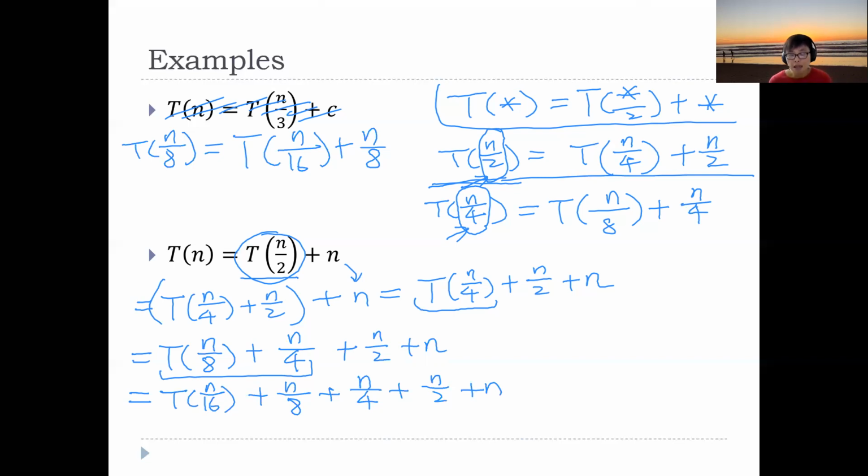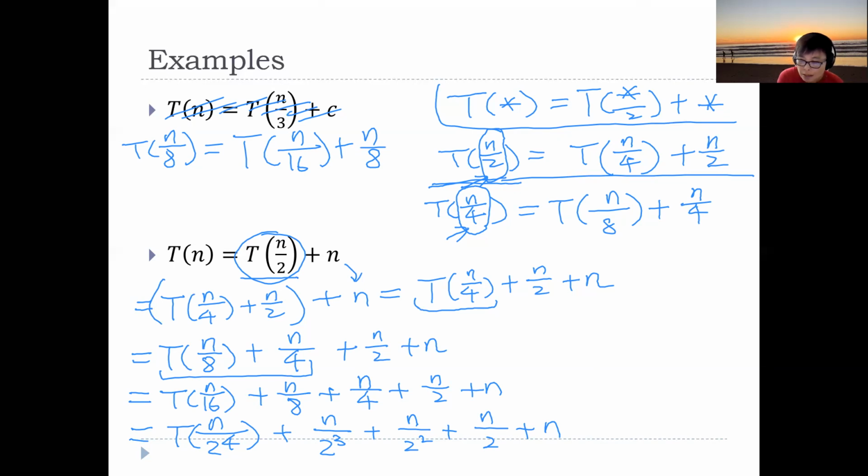This looks a bit hard to see the pattern, but maybe let me first write this, instead of 16, in the power of 2. Why? What we said so far is that every time inside is divided by 2, 16 is 2 to the power 4. And outside, what do we have? We have n over 2 cubed plus n over 2 squared plus n over 2 plus n. That's what we have. I hope now it becomes a bit easier to see the pattern.